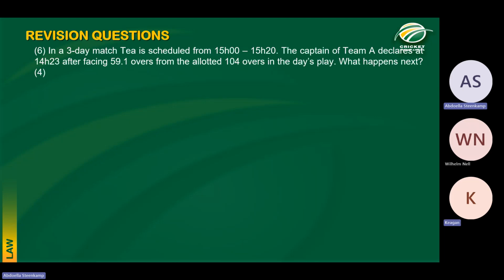You will deduct the 60 overs that was bowled from the 104, together with the 2 overs that you will deduct for the change of innings because that was not during a scheduled break. You'll be left with 42 overs minimum for the day.